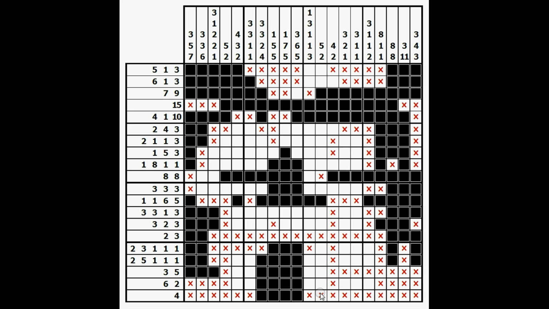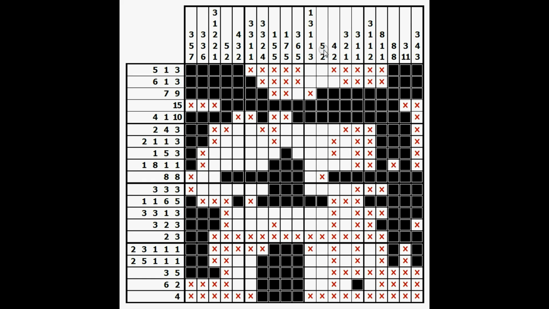Now I've got my 4, so I can put my X. This is 6 and 2. Now if this is the 6, the 2 can't fit over here, so the 2 has to be in here. 1, 2. 1, 2. And then coming up from the bottom, there's a 1. This is 1, 1, 3. Well, here's a 1. Here's a 1. And here's a 3. So I can get rid of all the X's in that column.